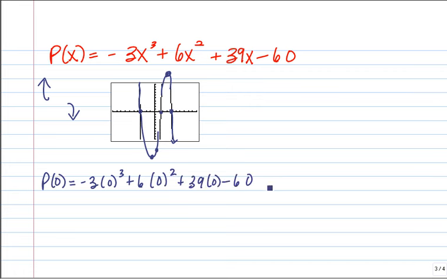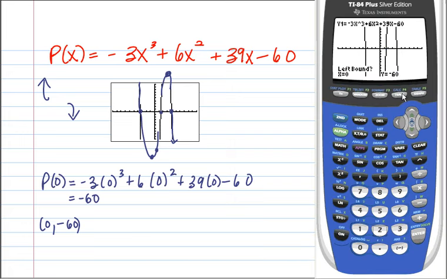Everything goes to 0 except for this negative 60. So the y-intercept is 0, negative 60. And when you press the first key to trace on, if you haven't been anywhere else on the graph, it's going to start at that 0, negative 60. Okay, so let's bring this up to where we can see it.